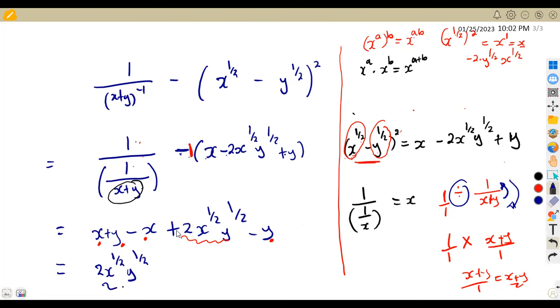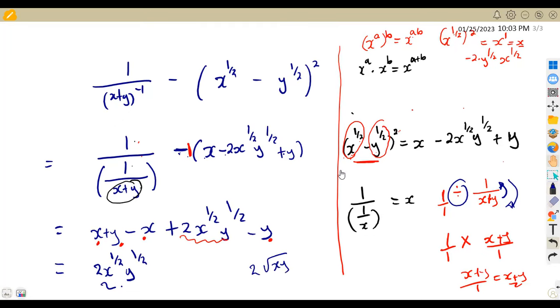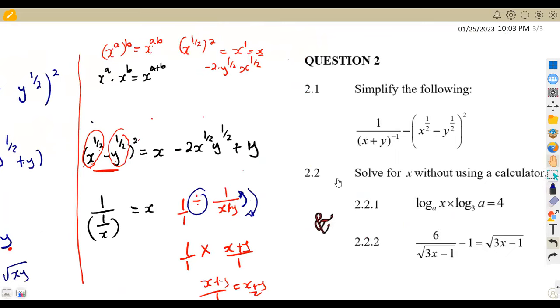And we can't simplify further unless maybe you want to write it in surd form, where you are now writing it as 2 square root of xy. So you can write it like 2 square root of xy like that. But it's not necessary, because you are not told to leave your answer in this format. No, it's just simplifying, so you can even leave your answer at that stage. Okay, so that's what we had from question 2.1.